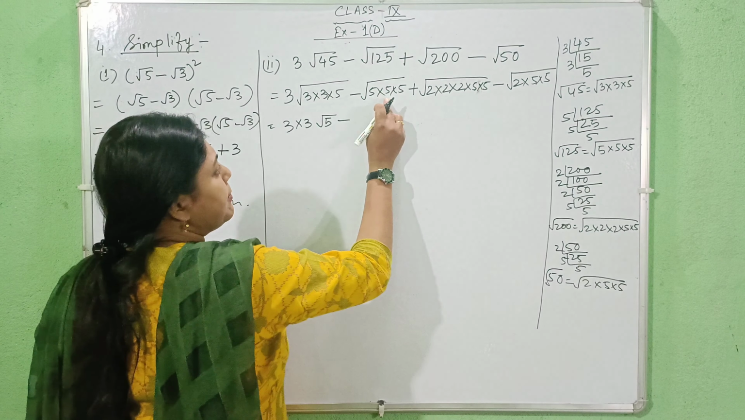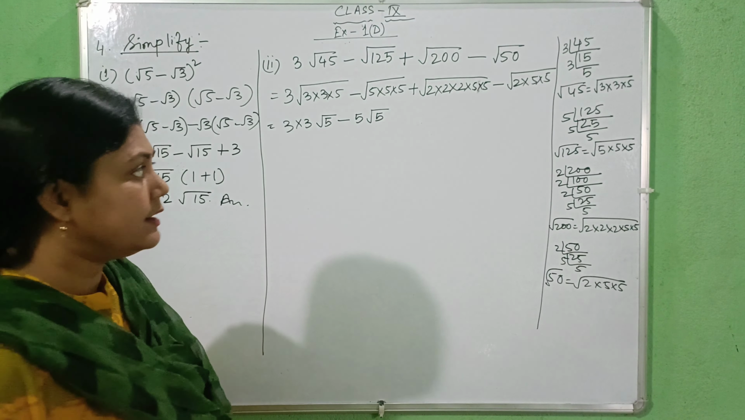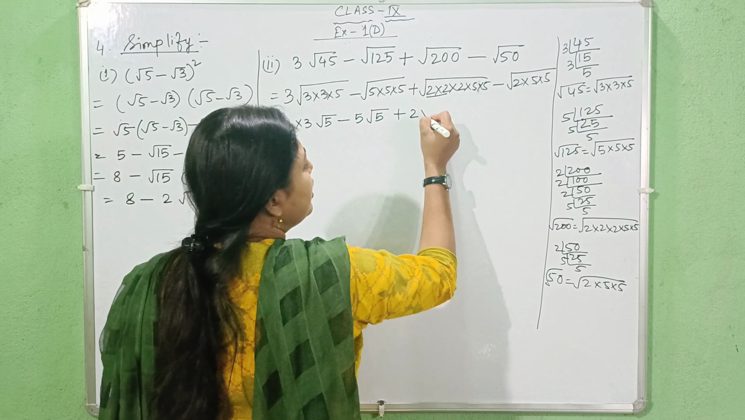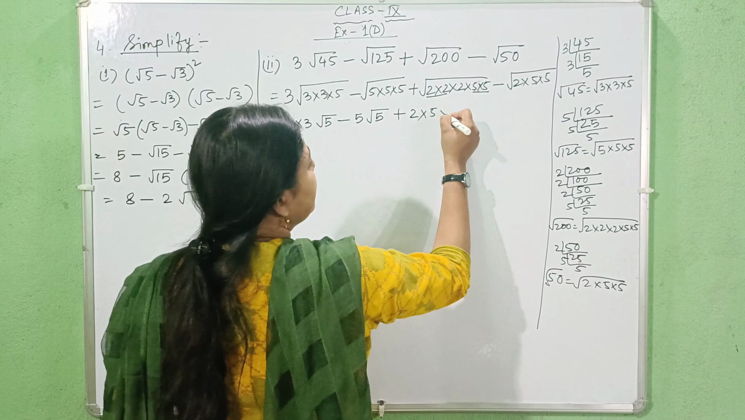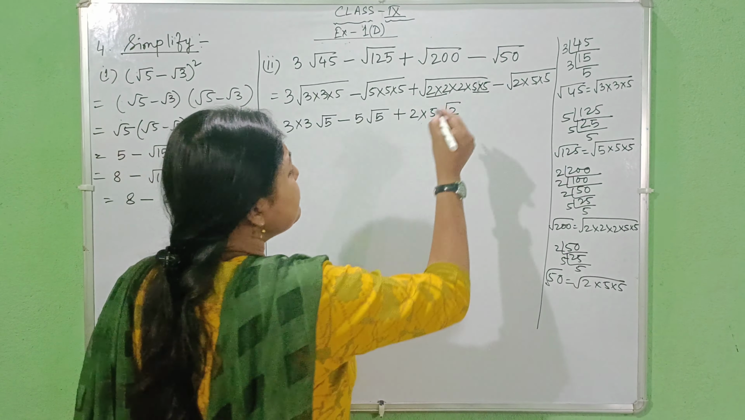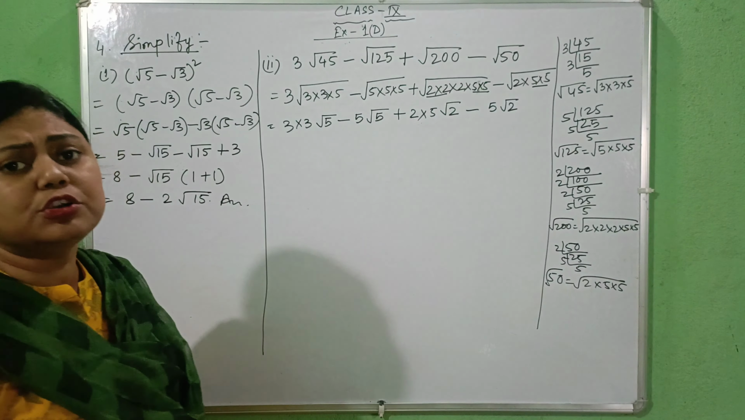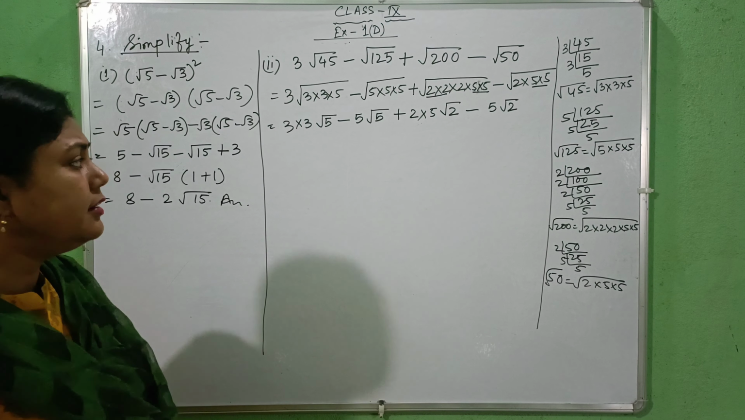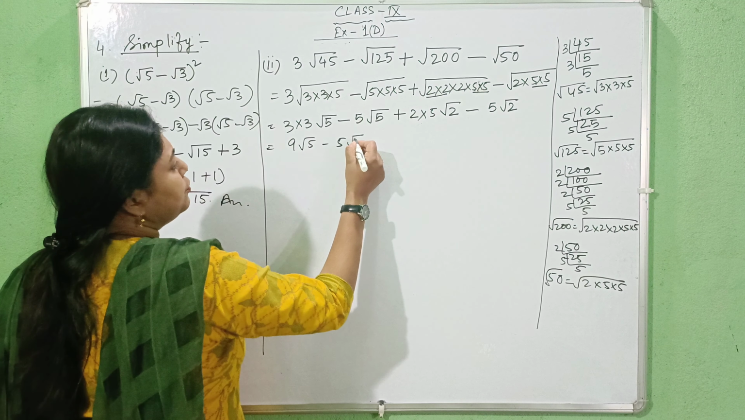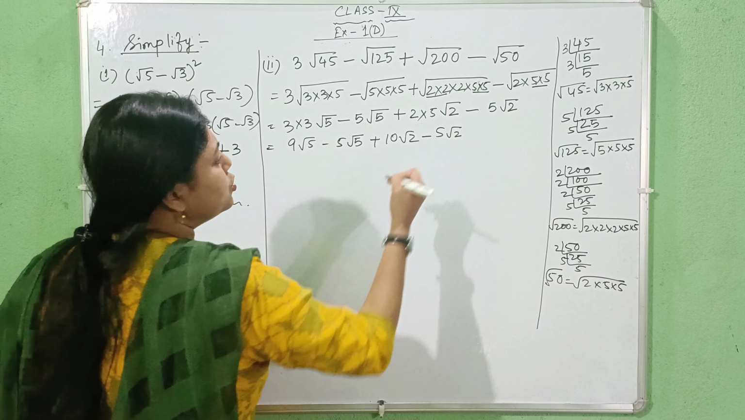Same here, root 5, and from root 5 into 5 we can take out 5 and root 5 will be inside. Same, plus from 2 into 2 we can take out 2, and from 5 into 5 we can take out 5. So what is there inside under root? Root 2. Same here also, from 5 into 5 we can take out 5 and under root only 2 is remaining. Got it? After that, 3 threes are 9 root 5 minus 5 root 5 plus 2 fives are 10 root 2 minus 5 root 2.